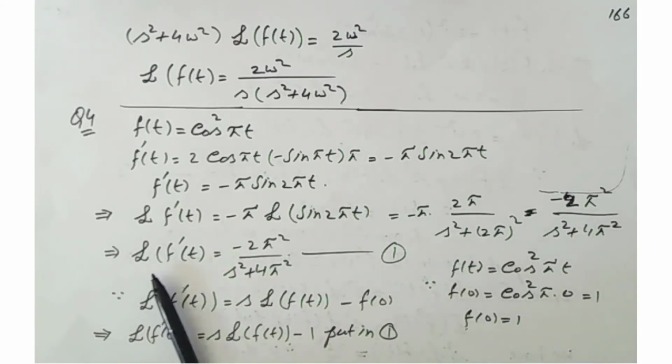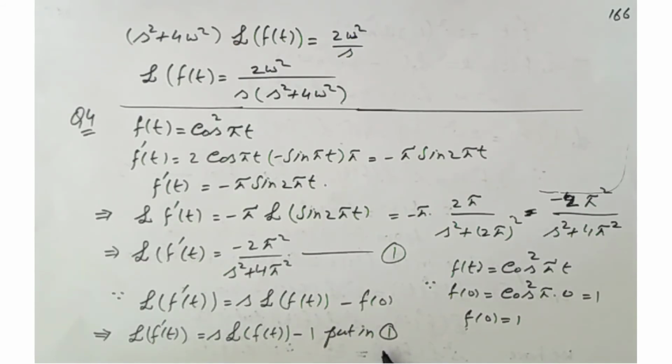So this is the value of Laplace f dash t equals minus 2 pi square over s square plus 4 pi square. This is equation number 1. Since f of t equals cos square pi t, we put t equal to 0. So f of 0 is cos square pi into 0, this is cos 0 equal to 1, so f of 0 is equal to 1. This is the formula of Laplace f dash t equals s Laplace ft minus f of 0. So put f of 0 equal to 1. So this is the value of Laplace f dash t equals s into Laplace ft minus 1.